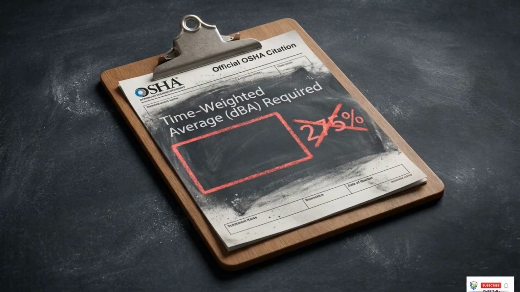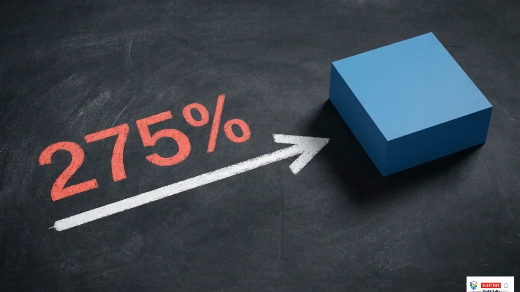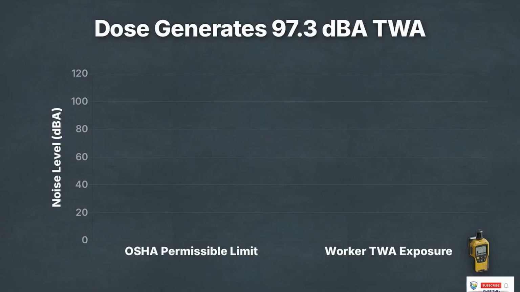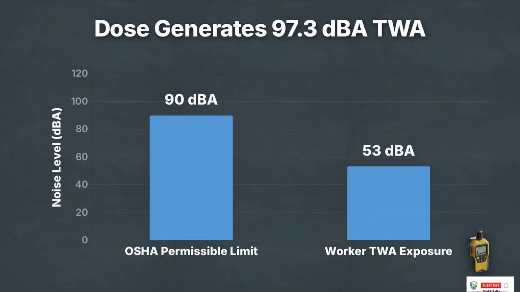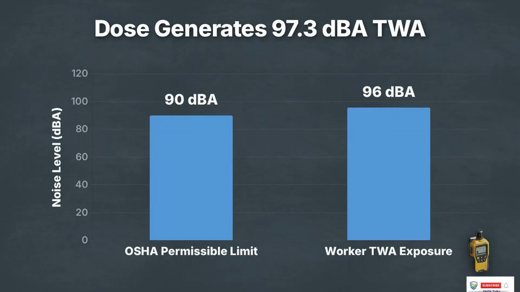While the dose percentage clearly identifies the hazard, official record keeping and citations require a single decibel value for the entire shift. We must perform a final logarithmic conversion to turn this dose back into a time-weighted average. The formula multiplies 16.61 by the base 10 logarithm of the dose divided by 100, then adds 90. For a 275% dose, the calculation results in a time-weighted average of 97.3 decibels.